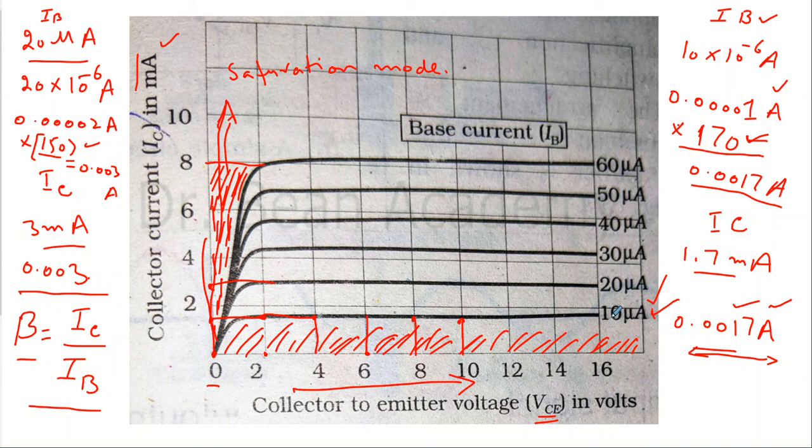I mean, whatever the base current is, the amplification at the collector current can be 170 times the base current, or it can even be 150 times. It depends on the transistor and situations. So this beta factor is the amplification factor, or current gain, because for a small base current we get a huge increase in the current at the collector.